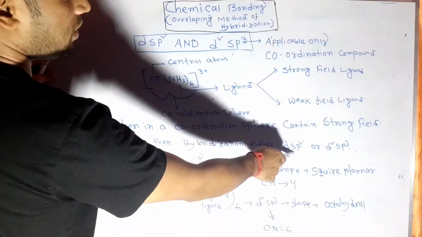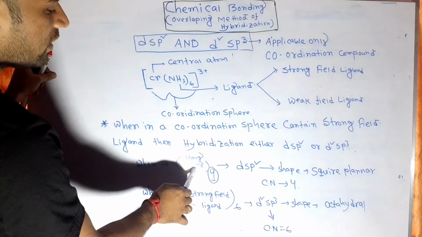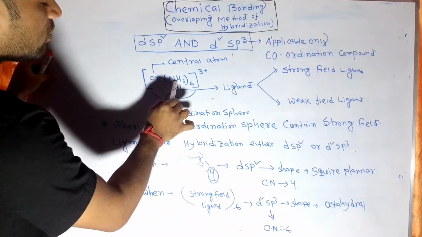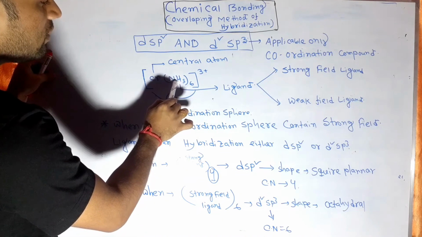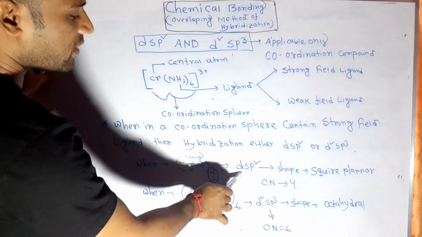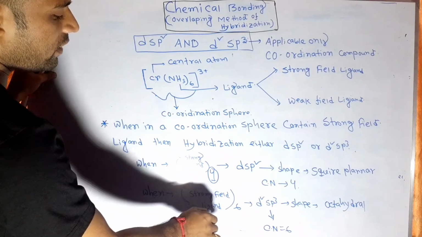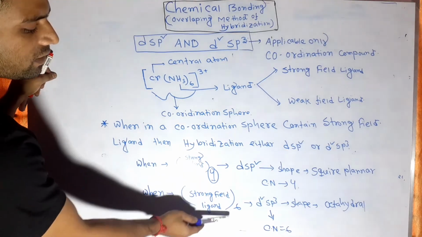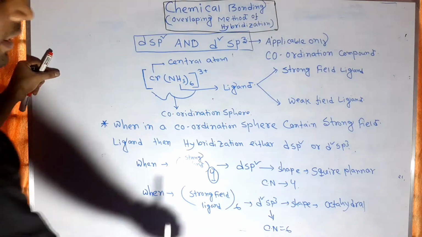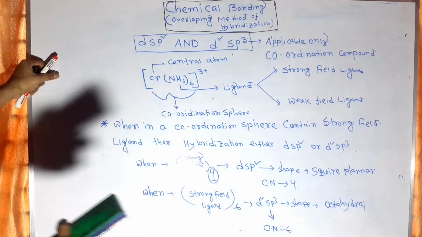In which condition is the hybridization dsp2? When the ligand portion is a strong field ligand, that means inside the first bracket the ligand type is strong field, and the number is 4, then the hybridization is dsp2. Next, when inside the first bracket the ligand is strong field and the number is 6, then d2sp3, according to their shape.